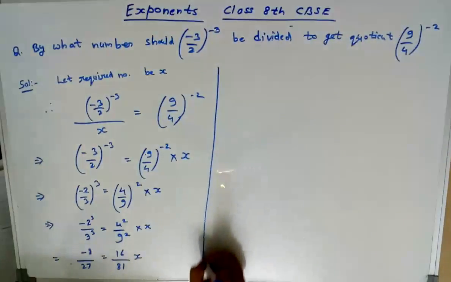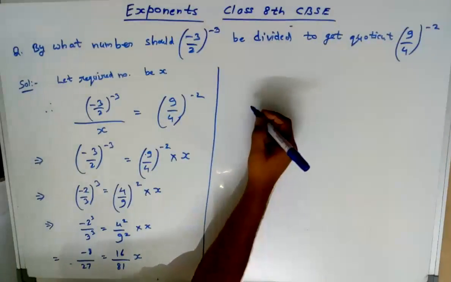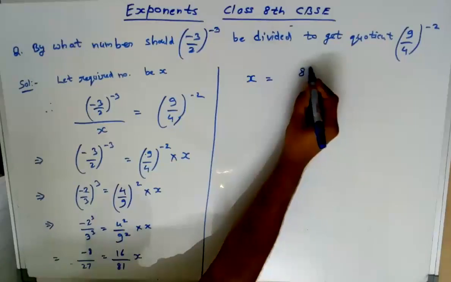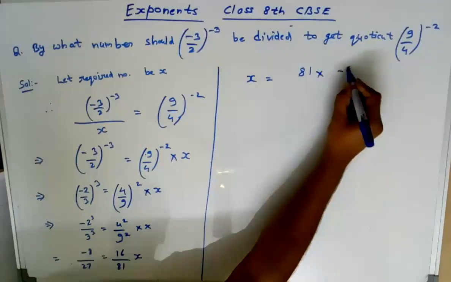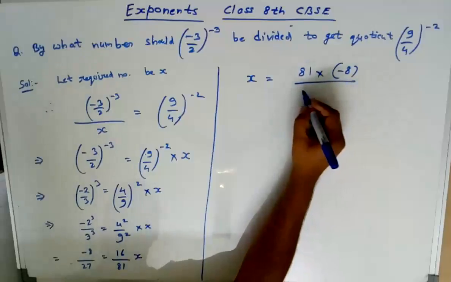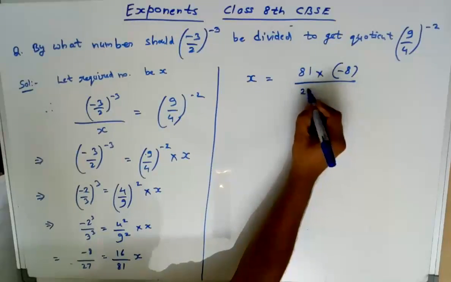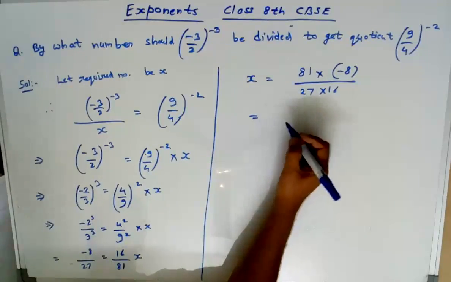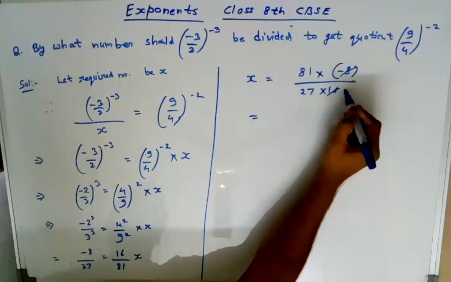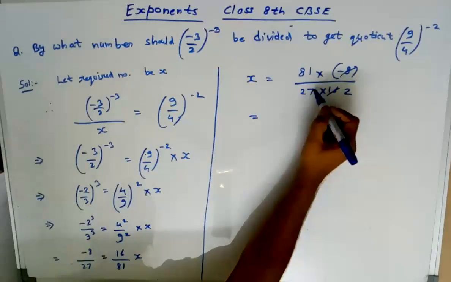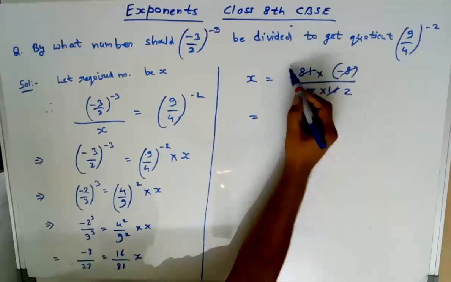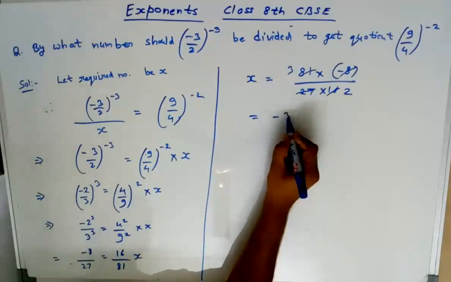Now by cross multiplication, we will get x is equal to 81 into minus 8 upon 27 into 16. So this will cancel 2 times and this will be 3 times. So the answer is minus 3 by 2.